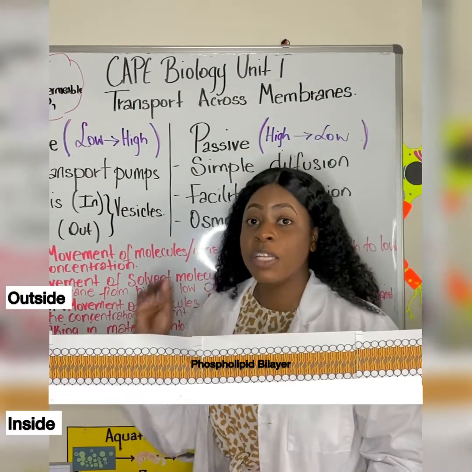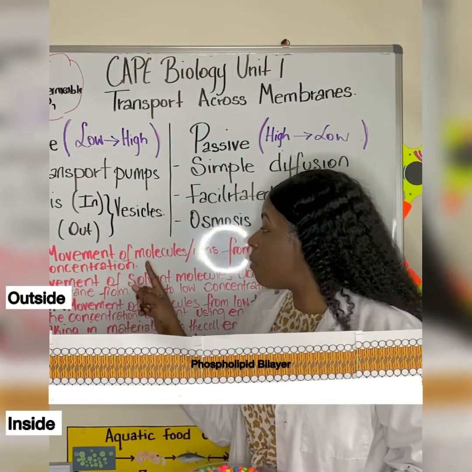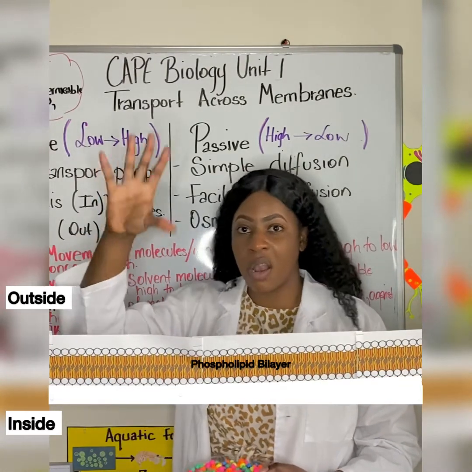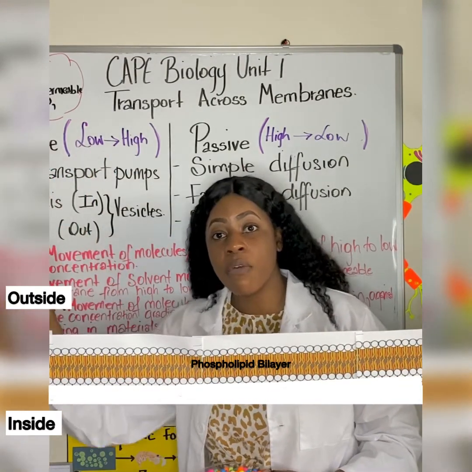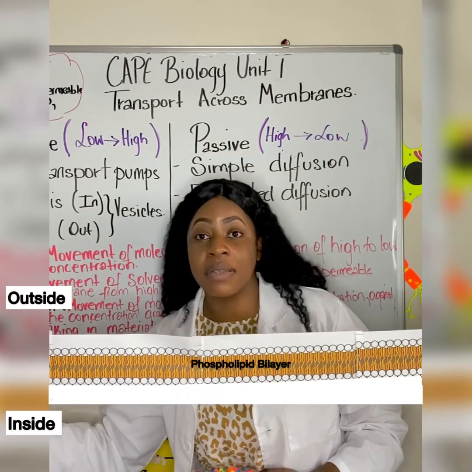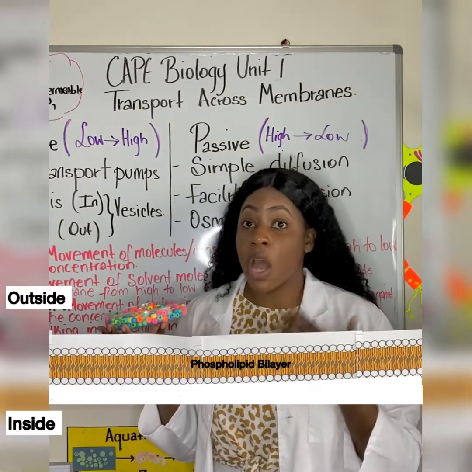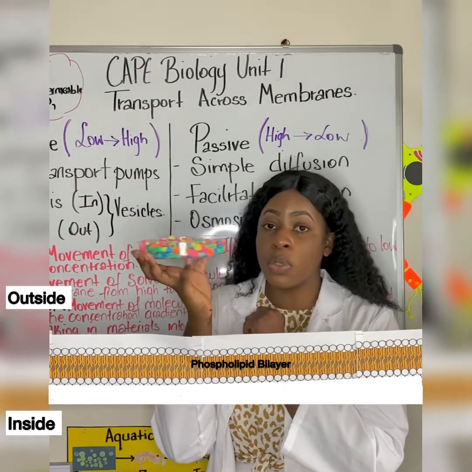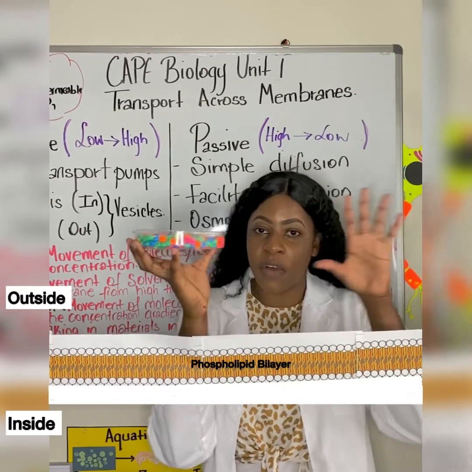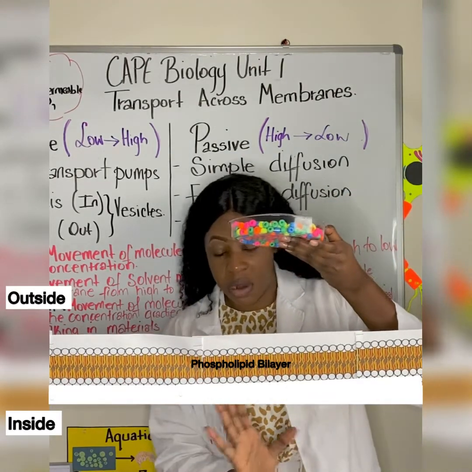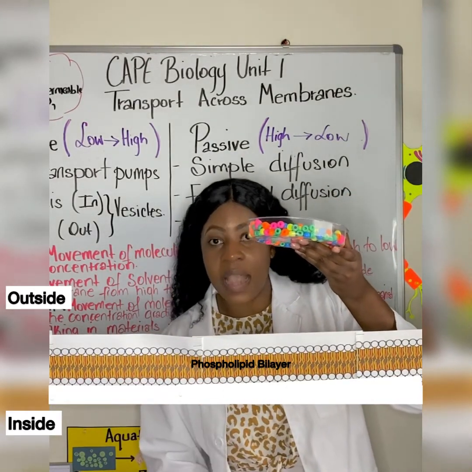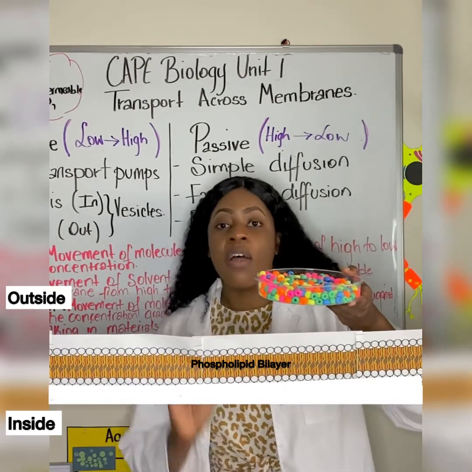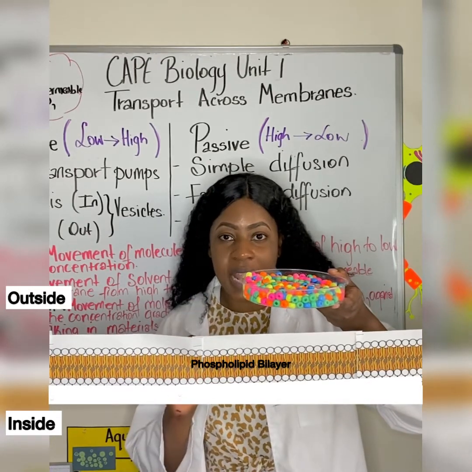Now recall, diffusion is the movement of molecules or ions from an area of high concentration, or where there's a lot of molecules, to an area of low concentration, or where there is a smaller amount of molecules. During the process of diffusion, we have lots of molecules or ions on the outside of the cell, while there is a lesser amount on the inside of the cell. We call the difference between the two amounts the concentration gradient.